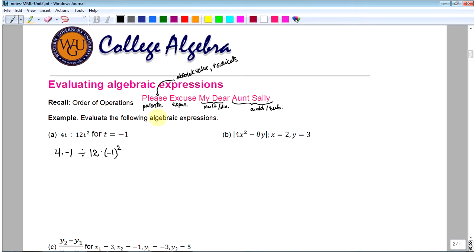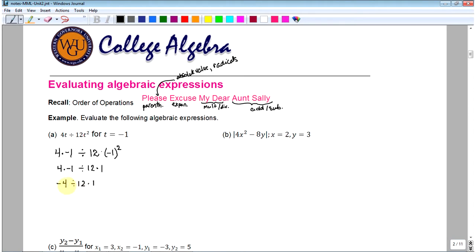According to our order of operations, the next thing that I should do is my exponent, because we can't simplify inside of our parentheses. -1 is as simplified as it gets. So I have 4 times -1 divided by 12 times -1 squared, which means -1 times -1, which is a +1. So now we're going to do multiplication and division, whatever comes first, as we go from left to right. So I have 4 times -1, which is -4, divided by 12 times 1.